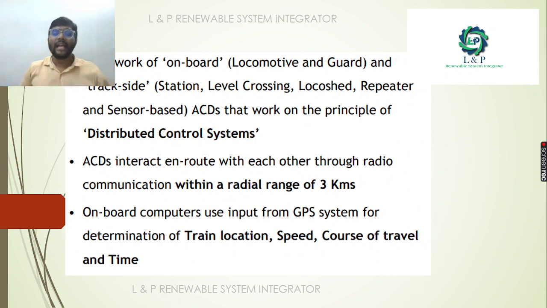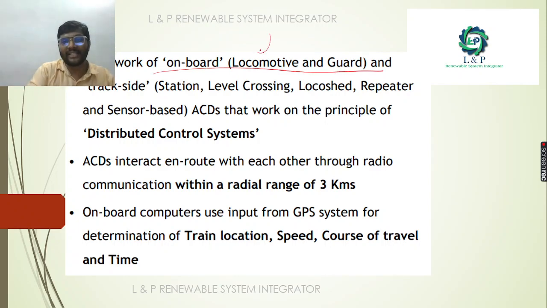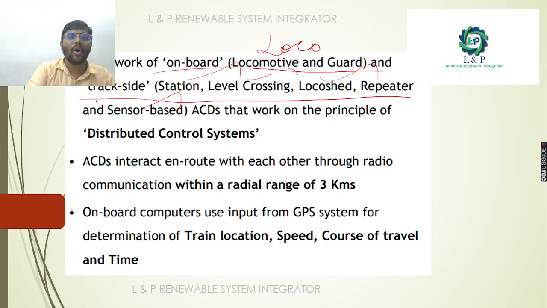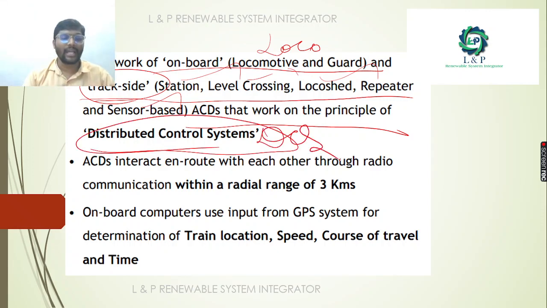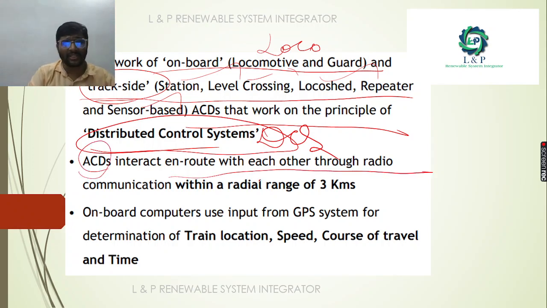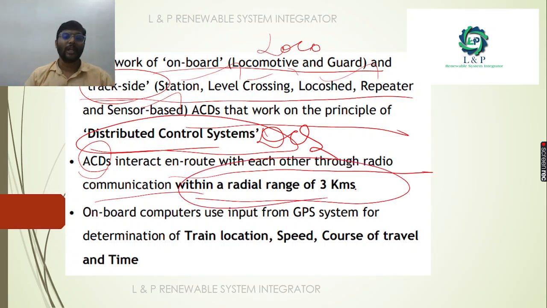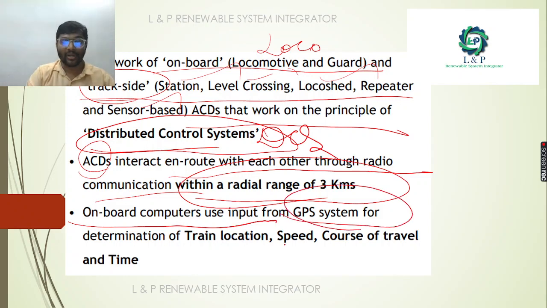Next most important thing is that the network has an onboard side, which will be on the locomotive side, that is the loco side, and a track side, which will be the station, level crossing, loco shed, repeaters and sensor based equipment, all on the track side. So this anti-collision device works on the principle of a distributed control system, DCS. These anti-collision devices interact with each other through communication within a radial range of 3 kilometers. And most importantly, the onboard computers use input from the GPS system to determine the train location, speed, course of travel and time.